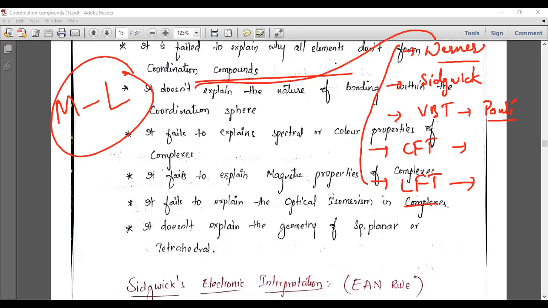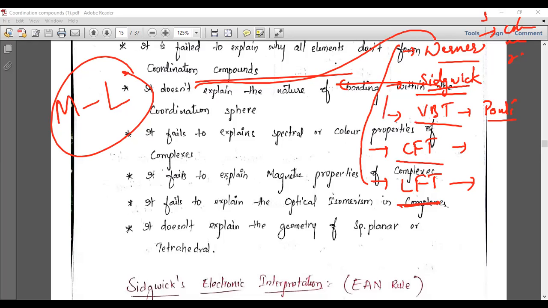Now Werner is there. He didn't explain color, magnetic properties, geometry, or stability. He didn't explain the stability of complexes. But after Werner, Sidgwick tried to explain the stability of complexes. He gave certain rules to calculate the stability of complexes, and he also has certain limitations. Again the next VBT theory came. Next theory again CFT, crystal field theory, again LFT, ligand field theory.